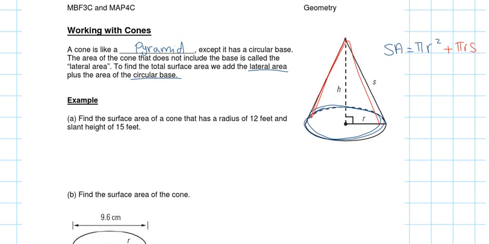Now, S again is the slanted height. Okay? So if they give me the height of the cone, I can't use that. I need the slanted height of the shape of the cone. Which is, again, if they give me the radius and they give me the height, I can find the slanted height using the Pythagorean theorem.